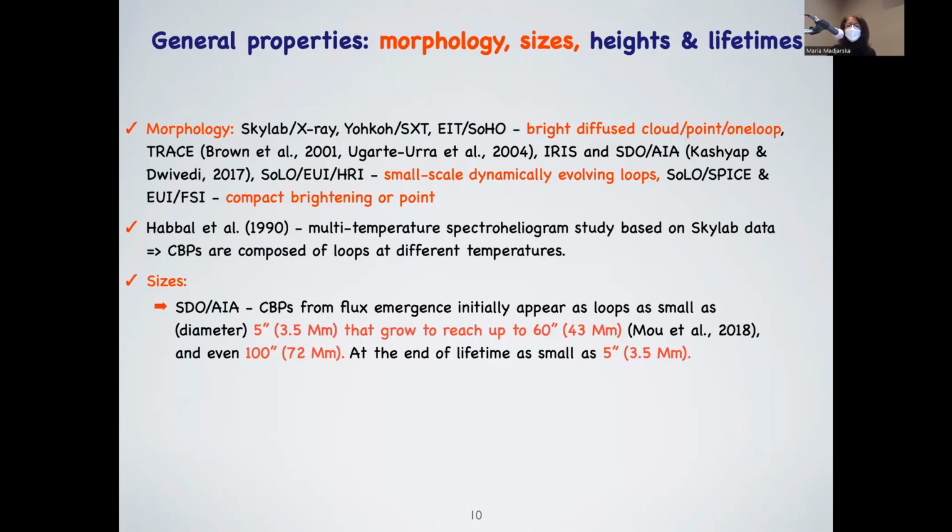So let me talk about the morphology and size of these small-scale loops. The appearance of these loops in solar observations depends on the resolution of the instrument and on the temperature which is sampled by this instrument. So in Skylab time and later Yohkoh, this is the Japanese mission, in X-rays, and the Extreme ultraviolet Imaging Telescope on board the Solar and Heliospheric Observatory, they were seen as little diffuse clouds with a bright core.